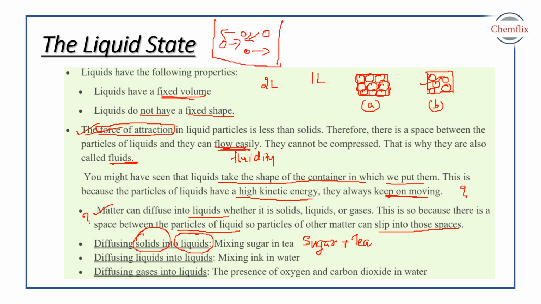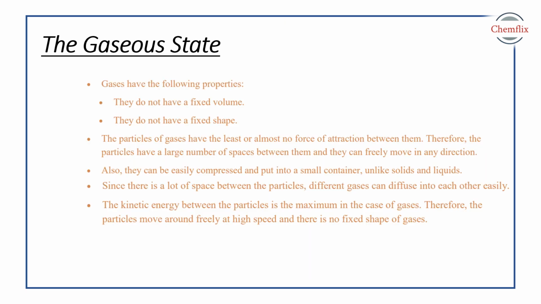Diffusing liquids into liquids. Now, mixing ink in water. Here ink is in liquid state and water is also in liquid state, and you are going to dissolve ink in water. This is diffusing liquids into liquids. Diffusing gases into liquids: for example, the presence of oxygen and carbon dioxide in water is an example of diffusing gases into liquids. In this session, you will get three or four questions, I am sure. Now we're going to discuss the gaseous state.